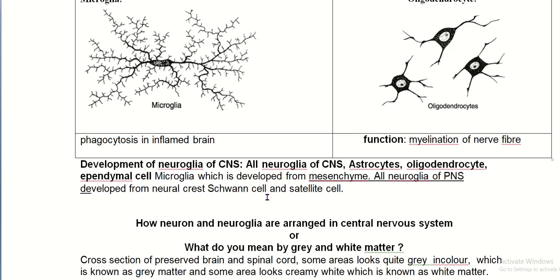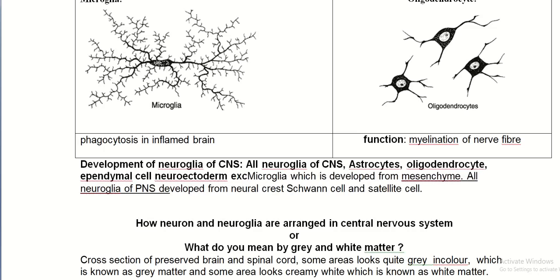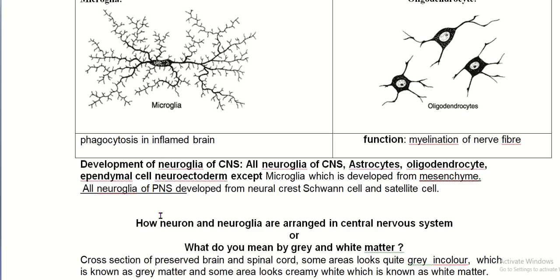So this is the summary of the development of the neuroglia. All neuroglia of the central nervous system, astrocyte, oligodendrocyte, and ependymal cell, are derived from the neuroectoderm, except microglia, which is developed from mesenchyme. And all neuroglia of the peripheral nervous system develop from the neural crest, for example, Schwann cell and satellite cell.